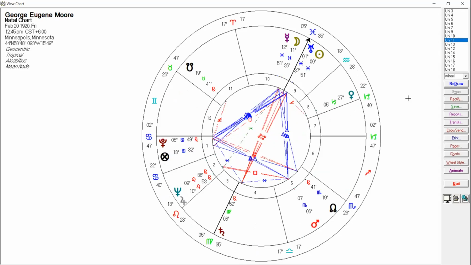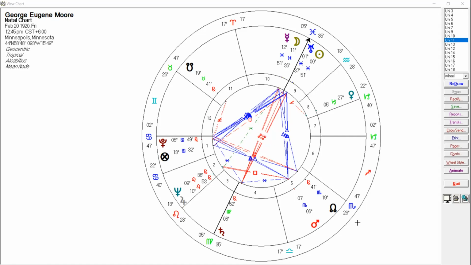And so, okay, now here's George Eugene Moore. George Eugene Moore is the person who realized that there was a connection between chewing tobacco and oral cancer. What planet rules the mouth? Venus, I guess. No, the sun rules the mouth. Note that the ruler of the ascendant and the ruler of the part of fortune is the moon, and he's with the sun.